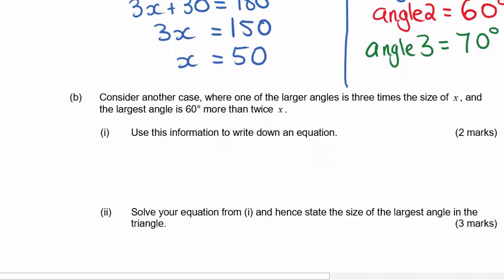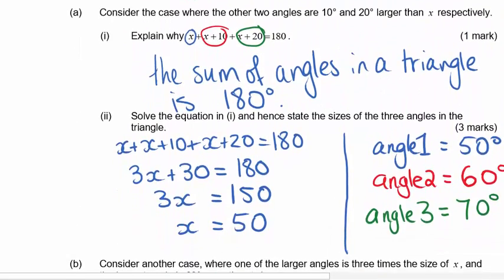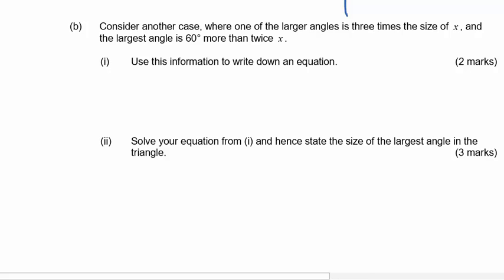So, new information from our first case. One of the angles is 3 times the size of x, and the largest angle is 60 degrees more than twice x. So write this information down in an equation.